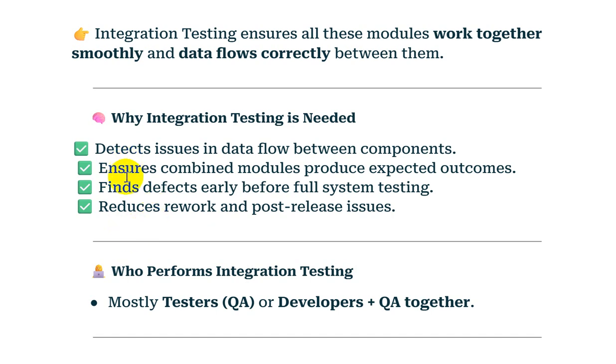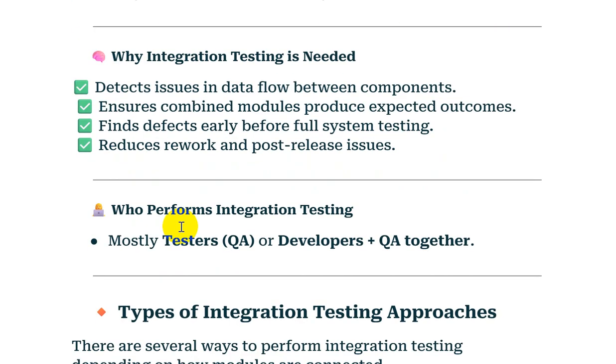So we can detect the issue between the modules. We can ensure the combined modules produce expected outcomes. Suppose we have combined two modules, what would be the expected outcome from the couple of modules? Then we can find the defects using integration testing between the modules. After the integration testing, our application goes for the system testing. So here also we can reduce the rework and post-release issues as well.